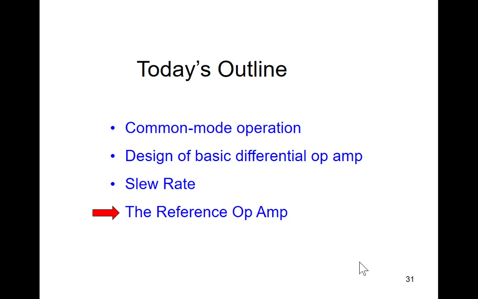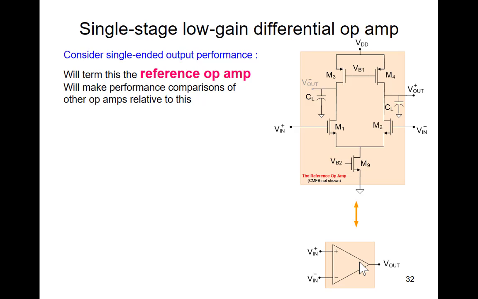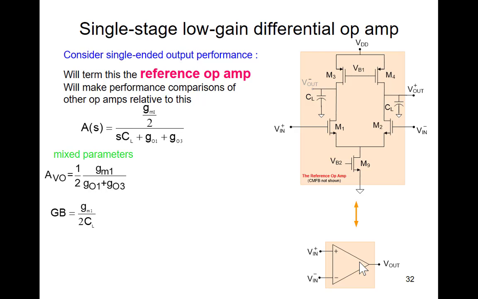Let's talk about the reference amplifier. This amplifier we've been spending the last 2 lectures on is what we're going to call the reference amplifier. It's an amplifier that has a single-ended output and a tail current bias. Here's the gain of the reference amplifier, and here are the parameters that we derived for the gain bandwidth product and slew rate.